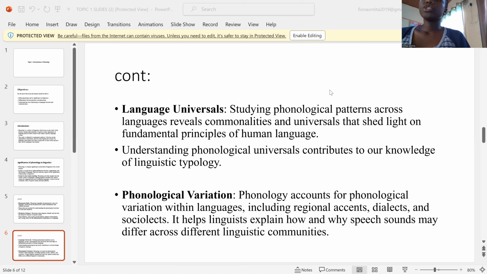We have phonological variation. Phonology accounts for phonological variation within languages, including regional accents, dialects, and sociolects. It helps linguists explain how and why speech sounds may differ across different linguistic communities.